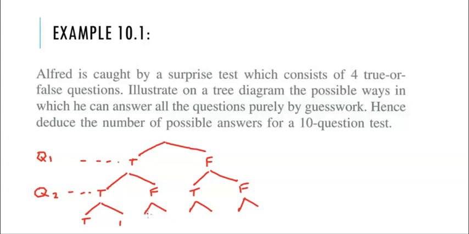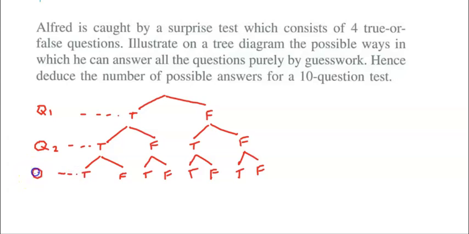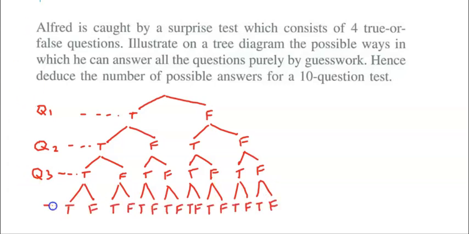True, true, true, false. You get the idea. So that's for question 3. And then for question 4, the same again. One last layer. So that is question 4.